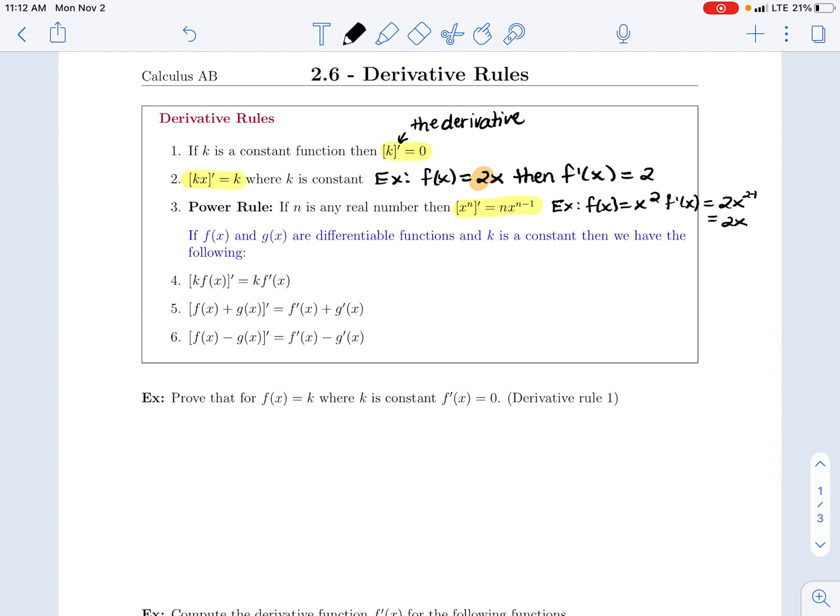But now finding the proof and looking at the proof and using these rules is just going to make your life a lot easier. So now you sort of see a need and understand that these rules are useful, and it's great that we have a proof for them so that we can just use these rules instead of using the limit definition of the derivative to compute derivative functions.